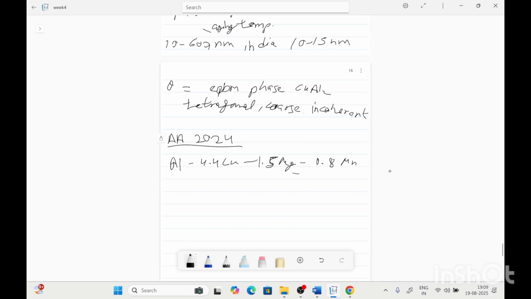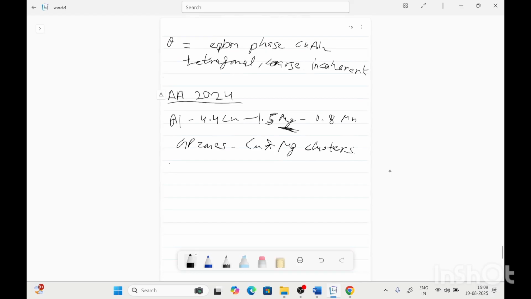Because magnesium is also present in this alloy, that will form the GP zones, formed of the copper and magnesium atoms. Means both will extract out from the supersaturated solid solution. So copper and magnesium clusters form in this condition. This is written as the supersaturated solid solution changes to GP zones.